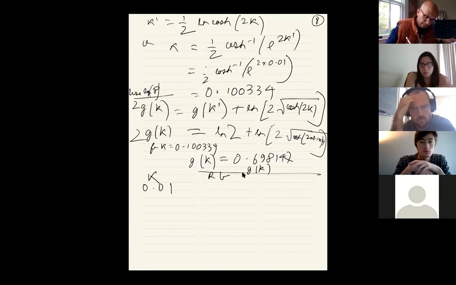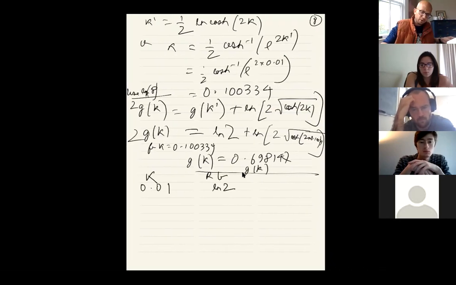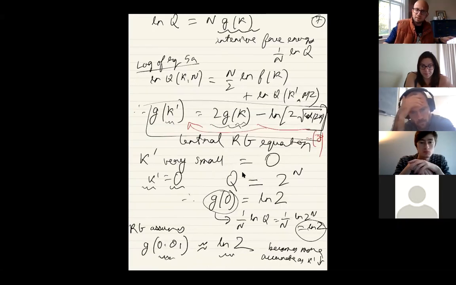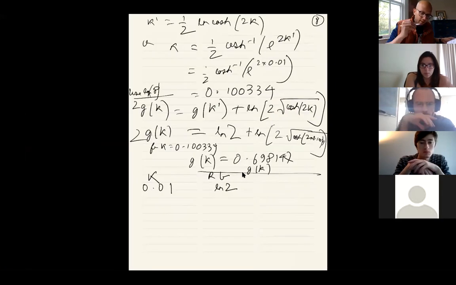Renormalization group theory said that the value here is just ln 2, right? How did we do that? We said that 0.01 is almost like no interaction. So the partition function is 2 to the power n. So the free energy is given by ln 2. What is the exact value for this one?